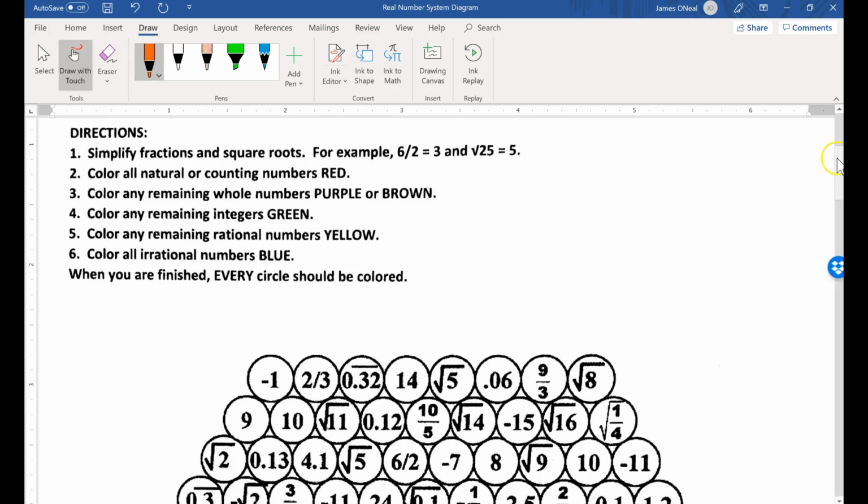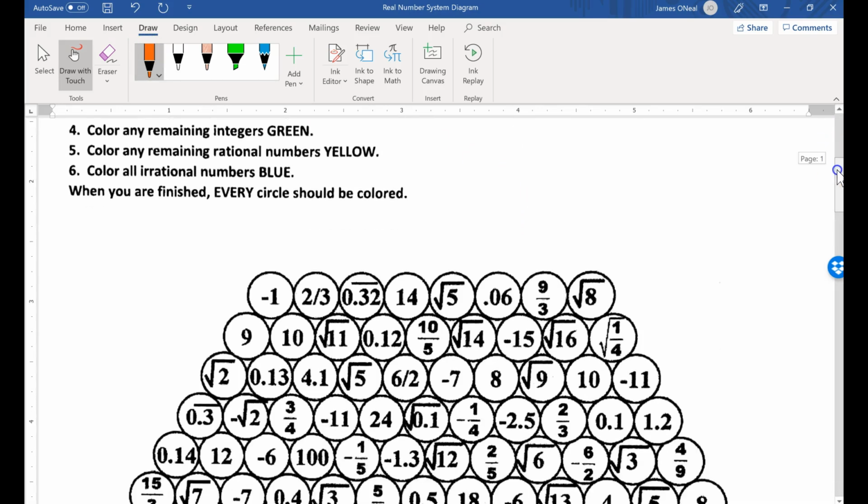So I'm going to give you a hint. I'm going to go through the first 2 rows. First 2 rows. So 2/3 can't be simplified. Square root of 5 is a non-perfect square. That's irrational. Can't simplify that. But 9 over 3 simplifies to 3. All right? So you can put 3.